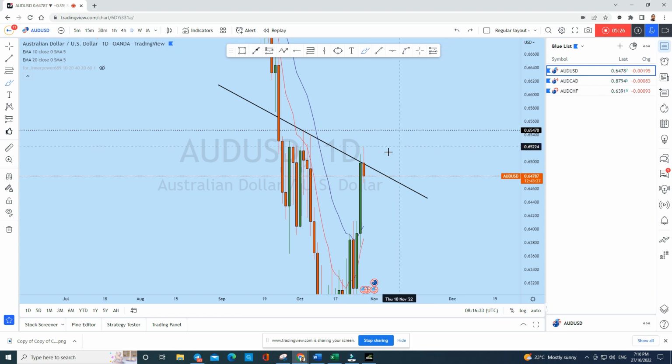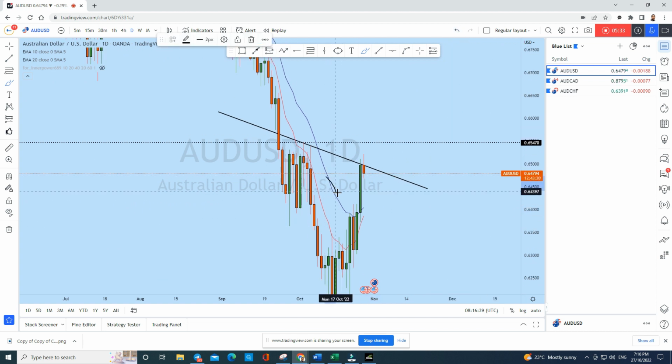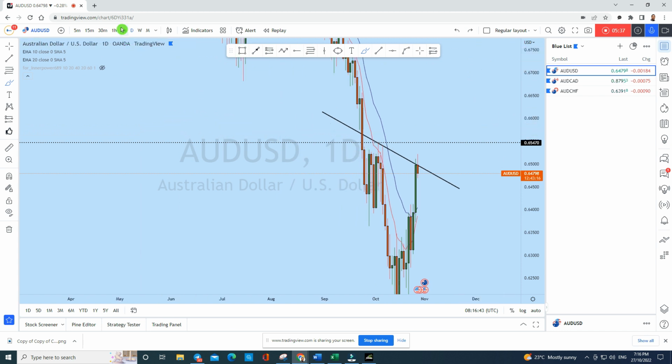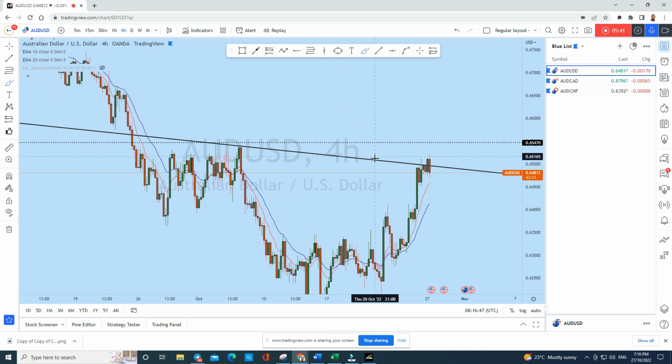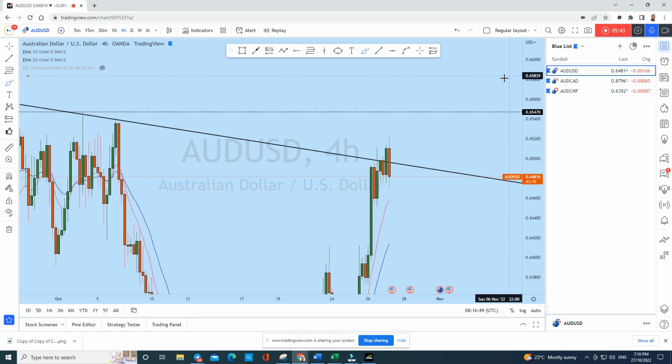With that fake out, we can expect the price to come back down, as this is a long-term bearish market, and we see the price already far away from this 20 period moving average. So with that being said, let's look at the intraday time frame and what we can expect: the price to create a pattern here and then to come back down.